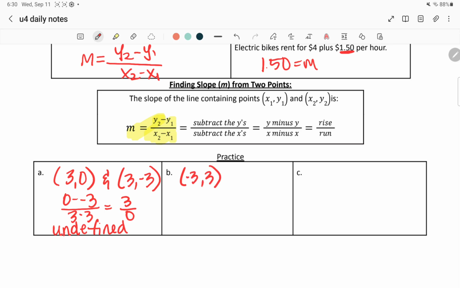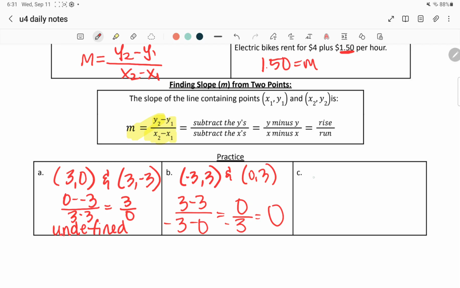Negative 3, 3, and 0, 3. So I just switched it up on you a little. Okay, what happens is we get 3 minus 3 over negative 3 minus 0, and that gets us 0 over negative 3, which doesn't give us an error because the 0 was on top this time. The slope is just 0.